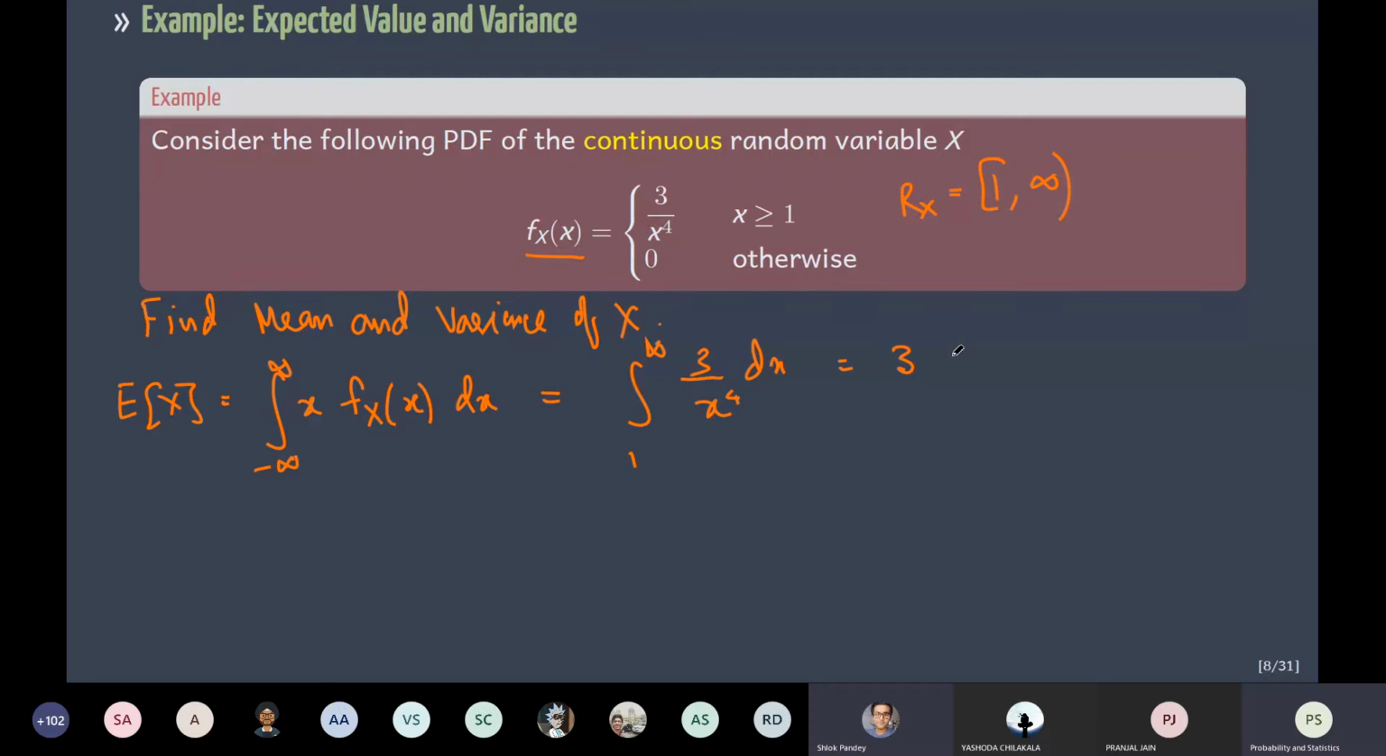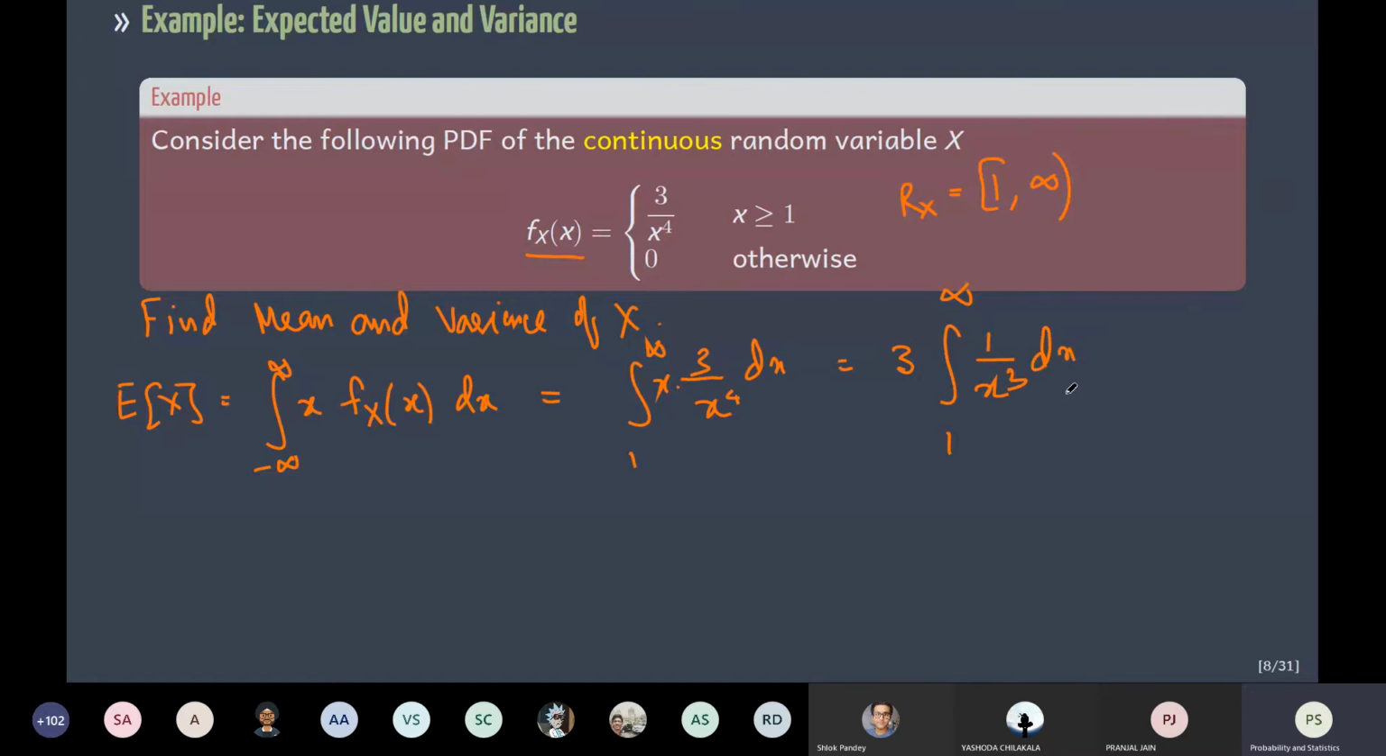So you should have multiplied by x. Yeah, I should have multiplied by x. You're right. Yes. So this will be 3 comes out, and then I have 1 to infinity. So expectation, don't forget to multiply by this x here. Okay, for the expectation of x. If you are computing g(x), then you have to multiply by g(x). Okay, g of x. Okay, so this is like 1 by x cubed dx.